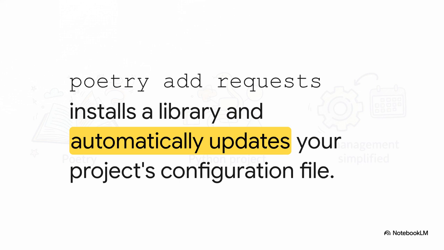All right, next up, your project needs a new library. Let's say the requests library, which is super common for making web requests. You just type poetry add requests. And here's where the magic really starts to happen. Poetry goes out, it finds the right version, installs it into its own little isolated environment, and this is the crucial part. It automatically updates your project's master blueprint file.